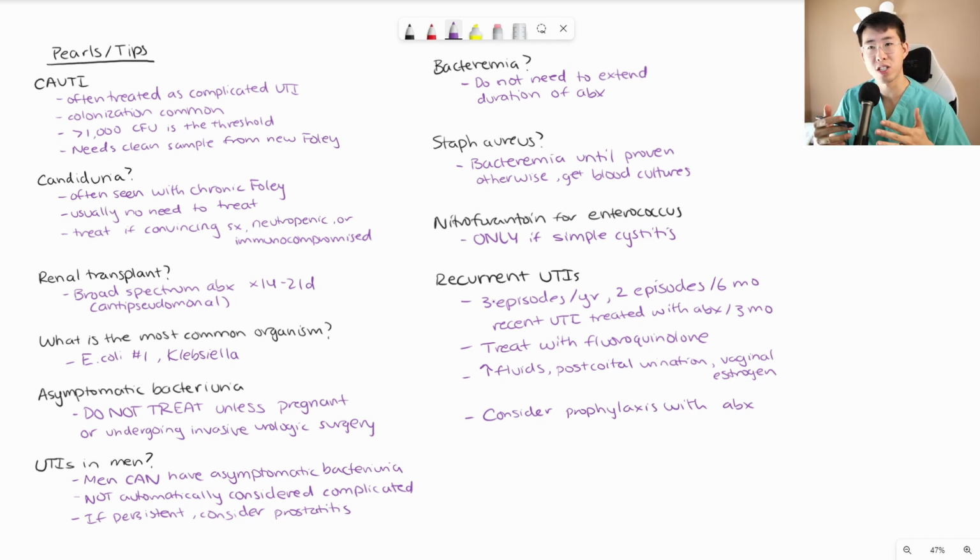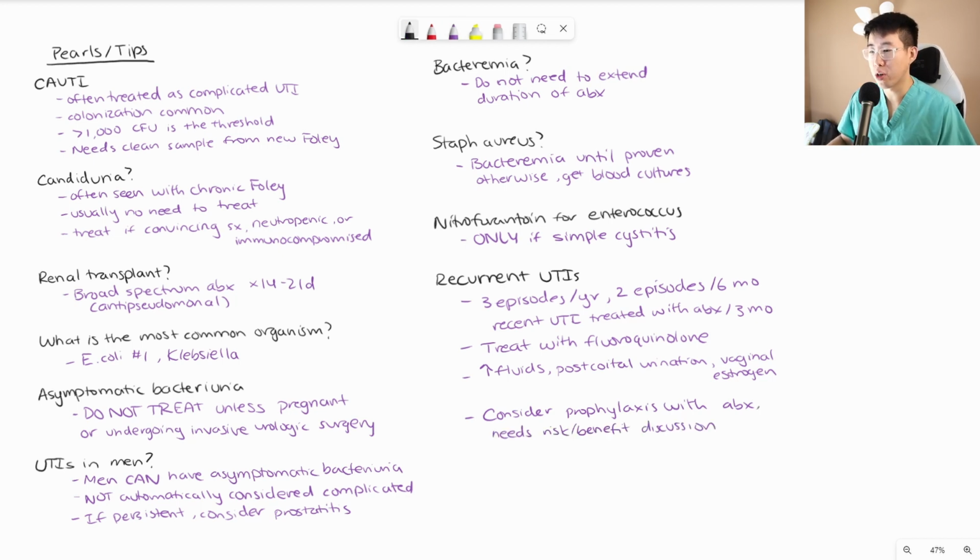Also, some patients, if they just always get UTIs no matter what, can be on permanent antibiotics all the time. But this is definitely a big risk and benefit discussion. A lot of times the ID doctors will start getting involved in this case because there are a lot of side effects of having chronic antibiotics as well.